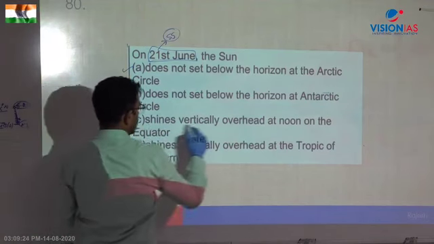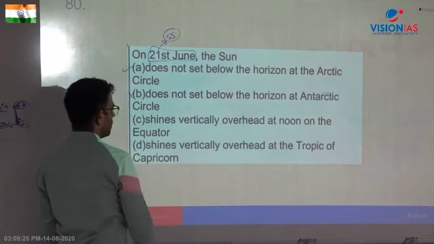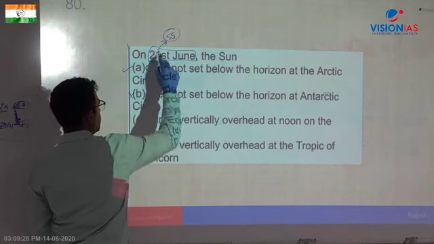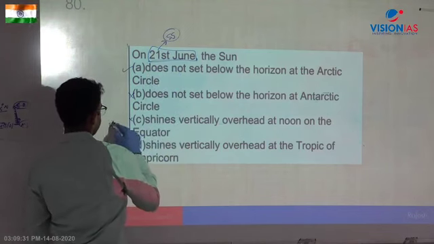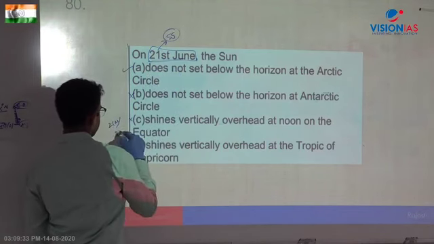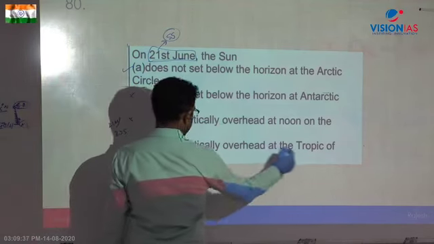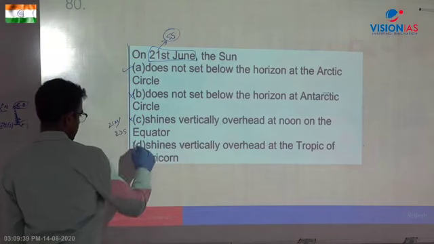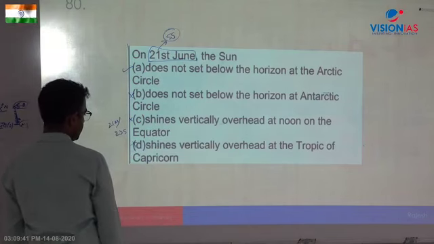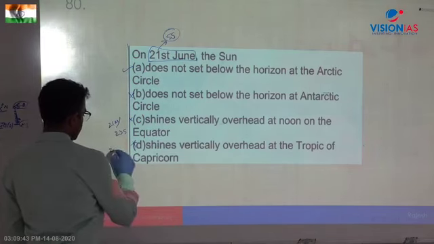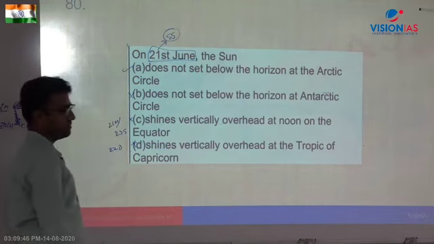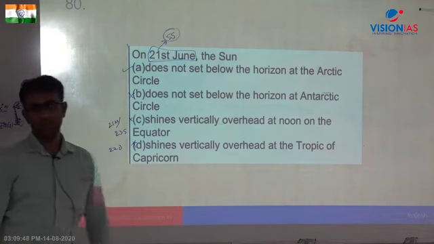Sun shines vertically overhead at noon on the equator. Is it so? Is it on 21st of June? No. It is on 21st of March or 23rd of September. Sun shines vertically overhead at the Tropic of Capricorn. This is also wrong. When will this happen? Overhead at the Tropic of Capricorn is on 22nd of December. Answer is A.